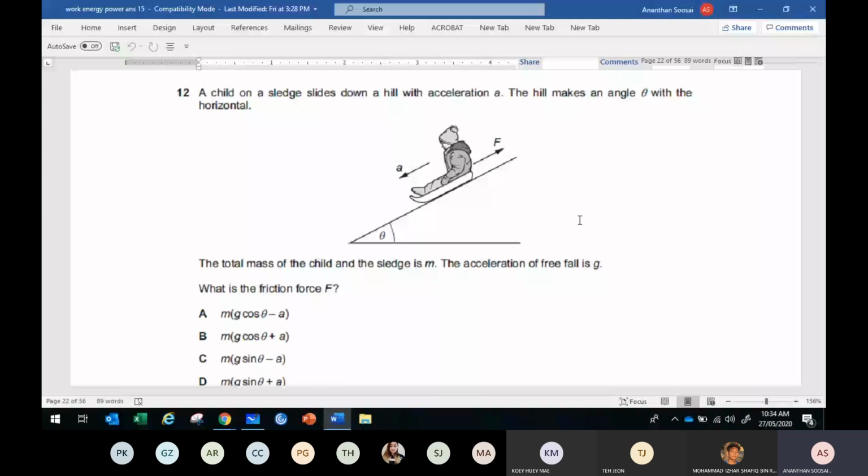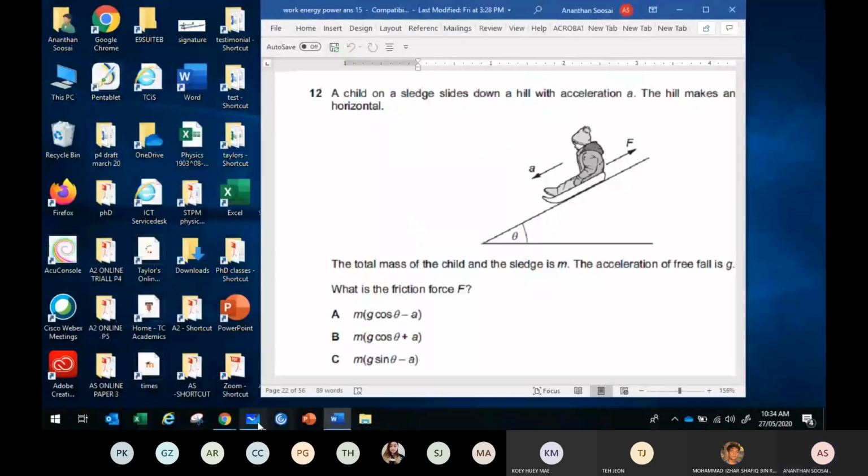Some of my friends say it's C. Oh, so many say C. Yeah, is it C? I thought it's a difficult one, but this one is quite easy. C, mg sine theta minus a, is your frictional force.